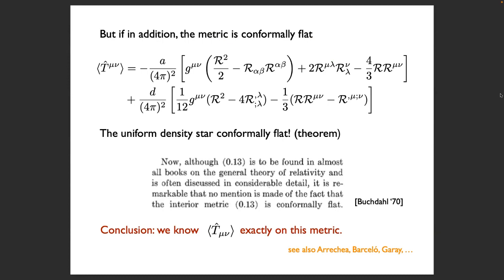And now it happens to be that the uniform density star, the example that I was telling you about, is conformally flat. There's actually a beautiful theorem by Buchdahl himself about this topic. And he has this remark already 50 years ago that although you can find the solution in all the textbooks, no mention is made of the fact that the interior metric is conformally flat. I didn't know this before working on this project.